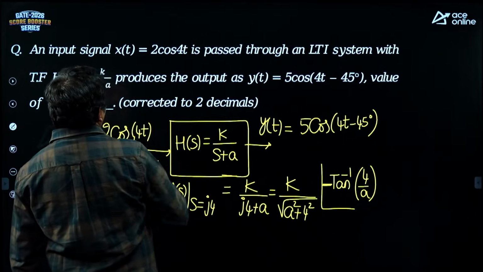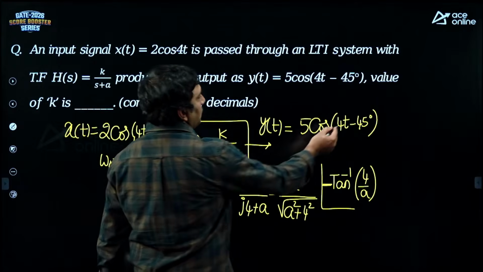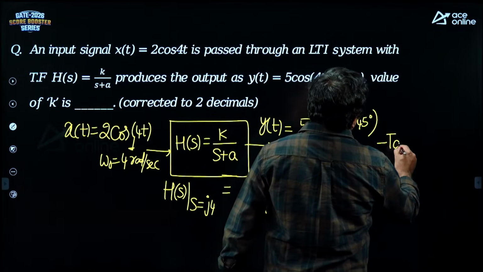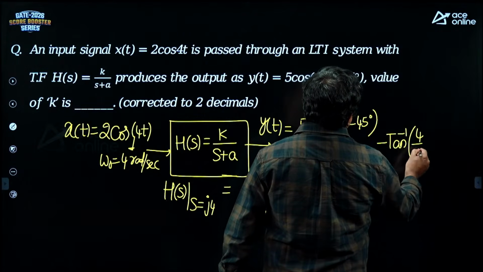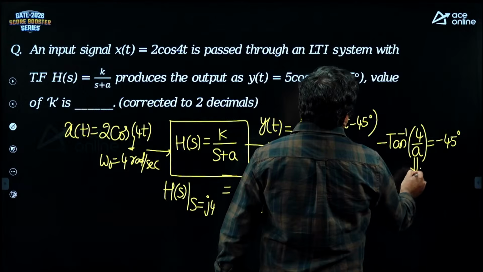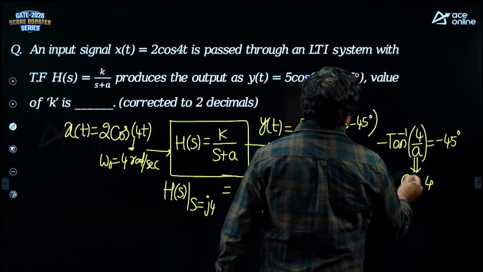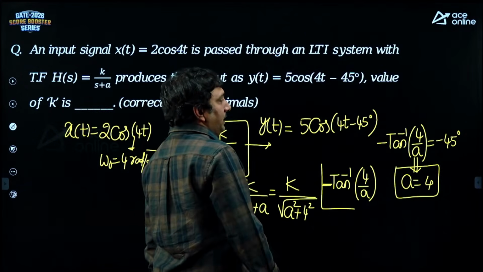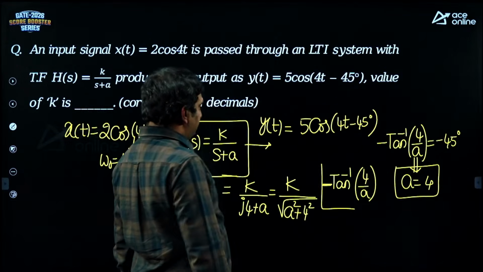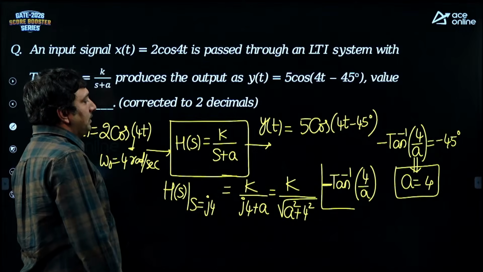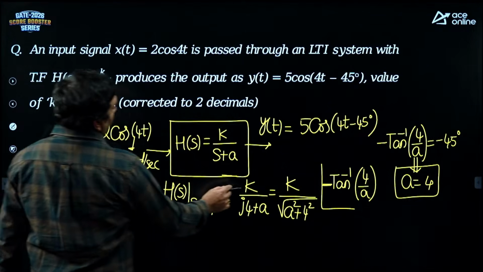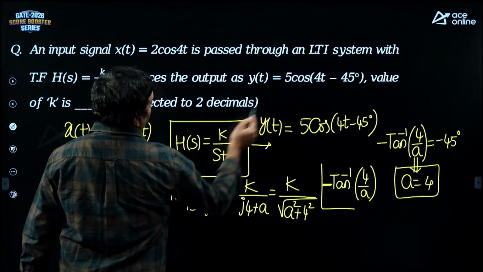Input side we do not have any phase angle, but output side we got minus 45 degrees, which means it is due to the system. So, minus tan inverse of 4 by a is minus 45 degrees. What is the value of a that will produce 45 degrees there? As the phase angle, a is 4, tan inverse 1 is 45 with the extra negative sign. Okay, we got a.